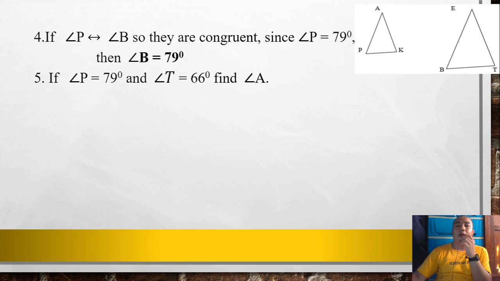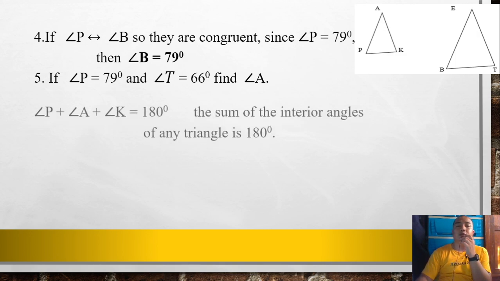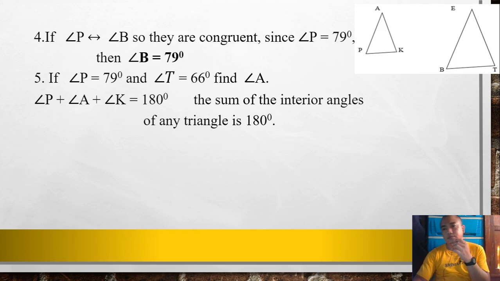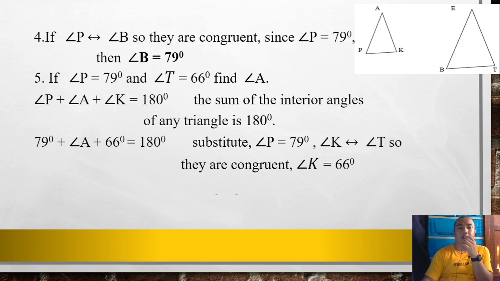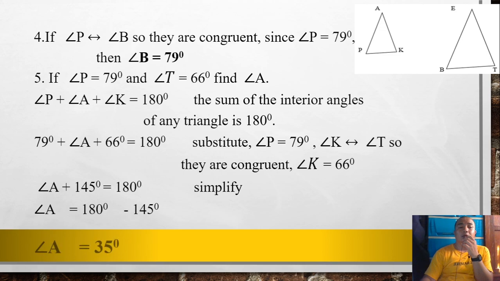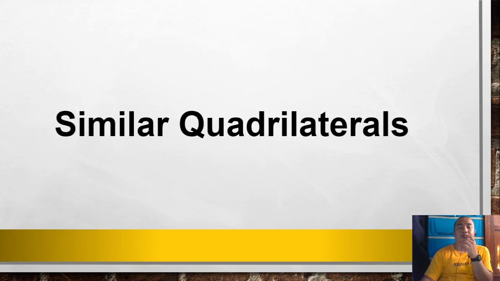And for number 5, if angle P is 79 degrees and angle T is 66 degrees, find angle A. Okay, angle K is 66 degrees. Therefore, what is angle A? 180 minus the sum of 79 and 66. 79 plus 66 is 145. So 180 minus 145 is 35 degrees. Angle A is 35 degrees. Therefore, angle E is also 35 degrees.